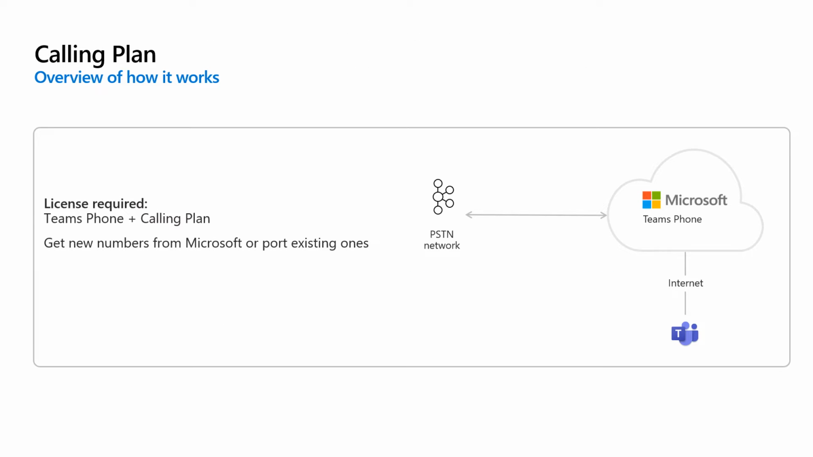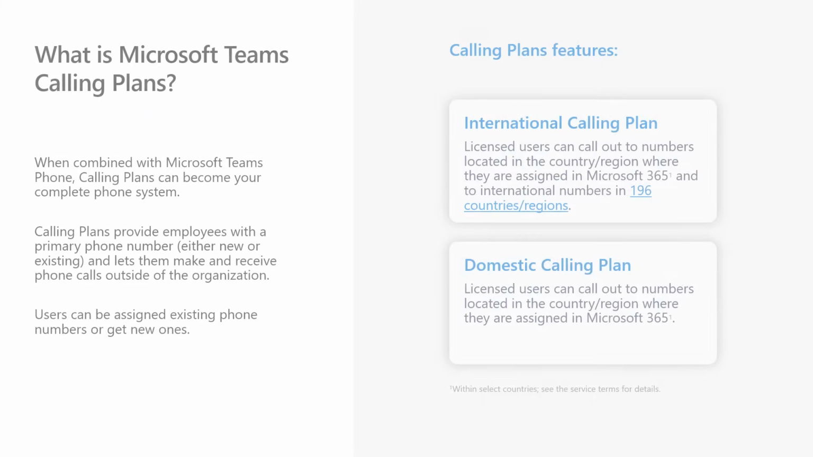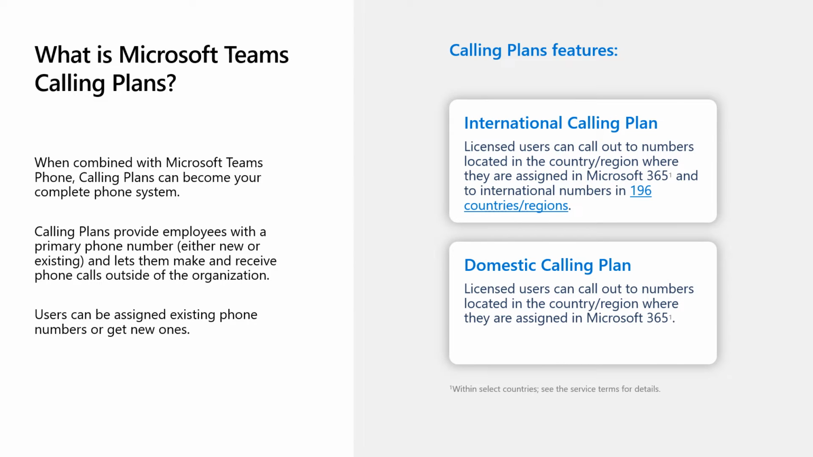Calling plans from Microsoft provide telephone service to users without requiring any further infrastructure. As well as providing a telephone number to a user, calling plans provide bundled outbound calling minutes. Calling plans will either be a domestic calling plan, allowing users to call out to numbers in their own country, or an international calling plan that, in addition to in-country calling, provides access to 196 countries and regions.